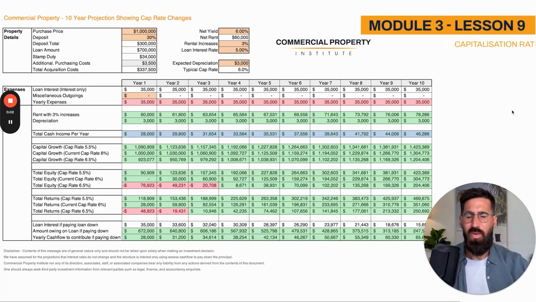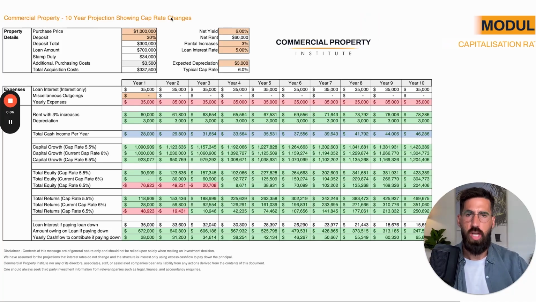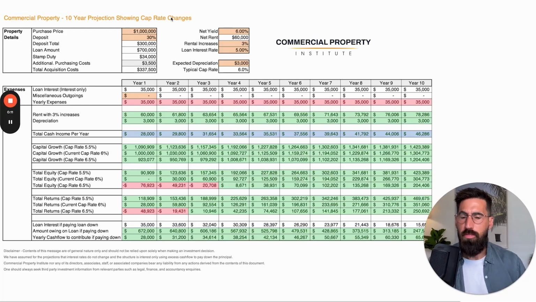Hey guys, welcome to the explainer video for the 10-year projection showing cap rate changes. The purpose of this spreadsheet is to show what happens to a property value should the cap rates compress or expand, because as we've discussed, generally the value of the property is in line with the cap rates. So if we see a tightening of cap rates, we get capital growth. If we see a loosening of the cap rates, we actually lose value of the commercial property.